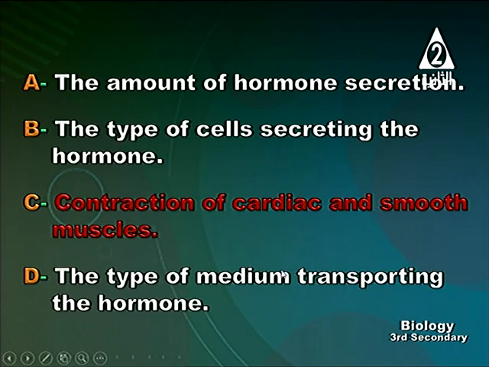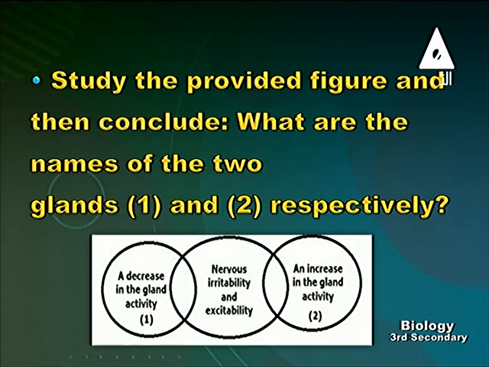Cardiac muscle, which is present in the heart, pushes the blood to all body cells. Smooth muscles in the wall of blood vessels increase the speed of movement of blood to transport hormones to their target cells. Study the provided figure and then conclude. What are the names of the two glands, number 1 and number 2, respectively?